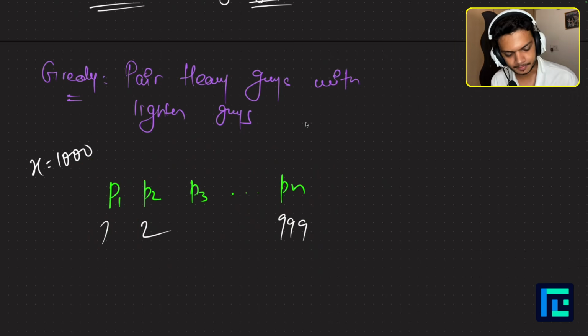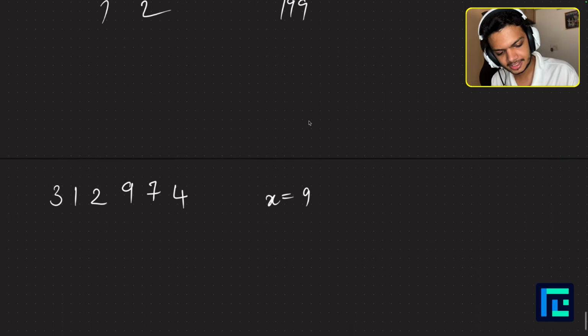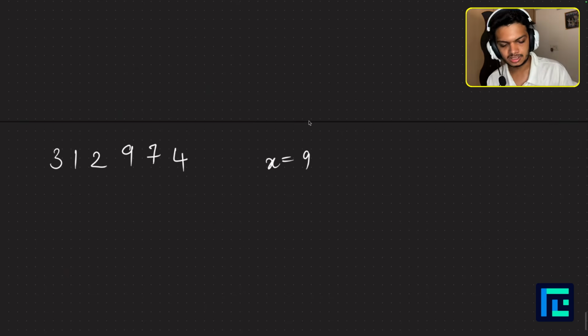So that's a problem, and that's why the strategy is to try to pair up the heavy guy with the, you can say, lighter guys, or the lightest possible guy available. Let's concretize this strategy with a dry run. So let's consider this example.